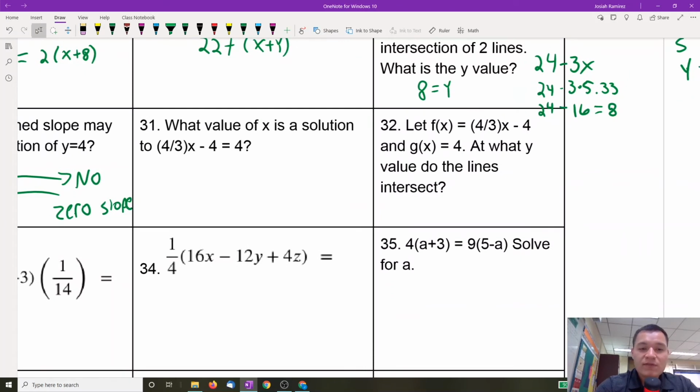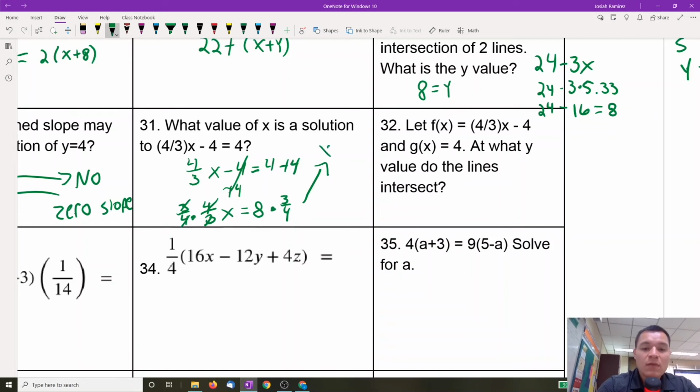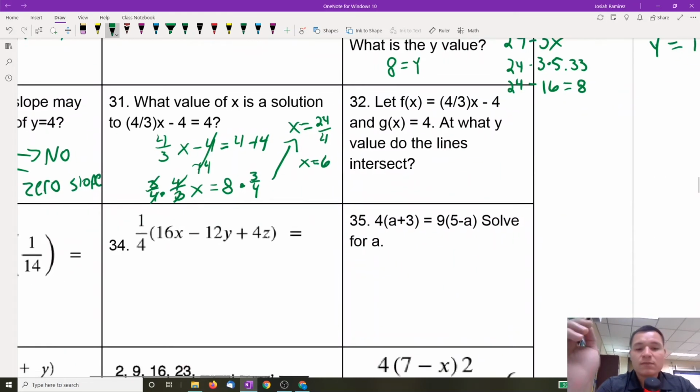What is the value of x? So let's solve this for x. Multiply by 3 over 4 to remove that fraction. x is equal to 24 over 4, which is 6.